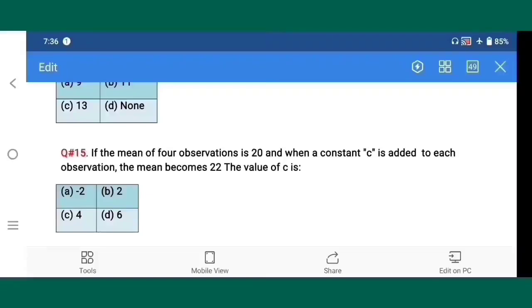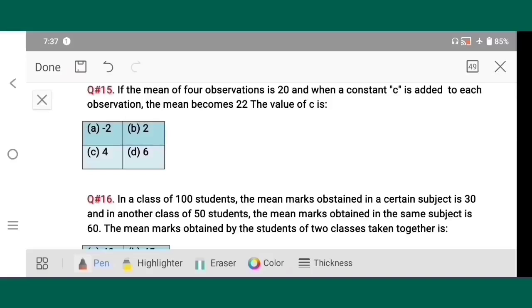Question number 15. If the mean of 4 observations is 20, and when a constant c is added to each observation, the mean becomes 22, the value of c is: the options are -2, 2, 4 and 6. Let's solve it.